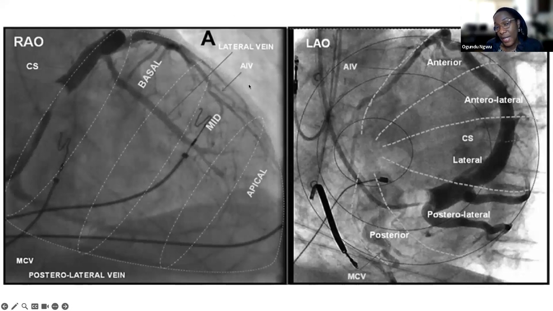The view on the LAO shows you where you would like to maximize lead placement. We have the branches of the CS, you have the lateral branches, the anterolateral branches, the anterior branch, which is completely not acceptable as a CRT lead location. But your best option, the best value, is when you place your lead in the basal LV, because that's the site that has the latest activation.